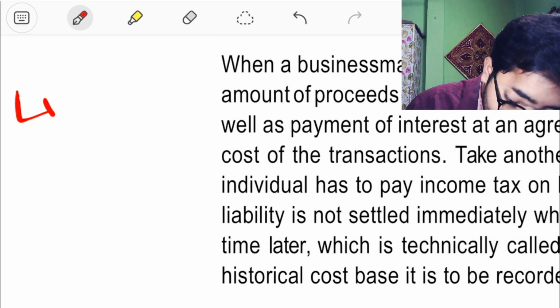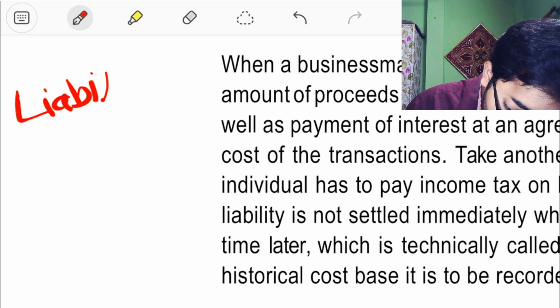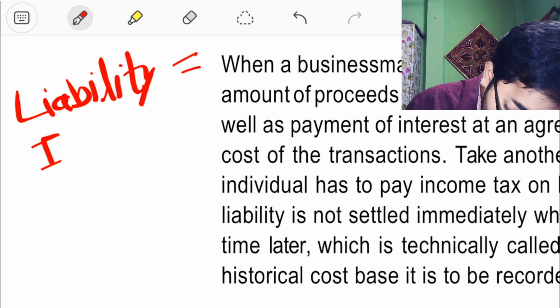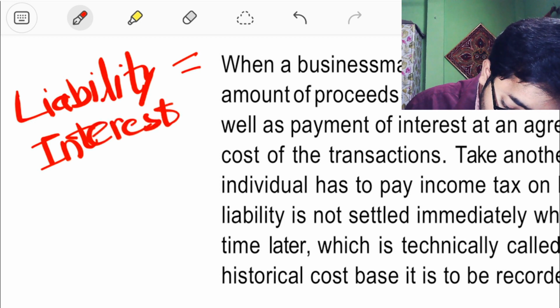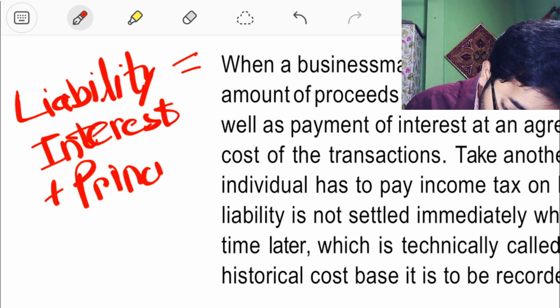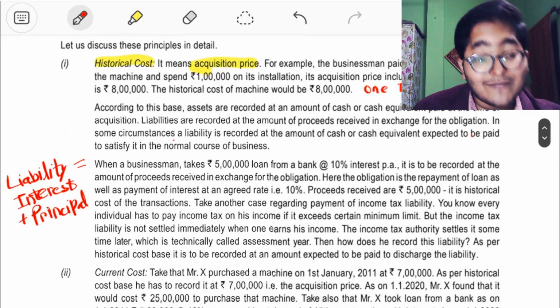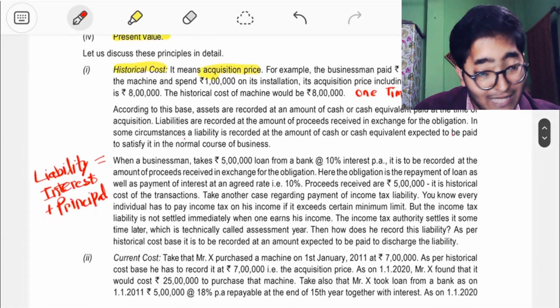The liability equals to interest plus principal. This is the liability. The interest amount plus the principal amount makes up the total liability.